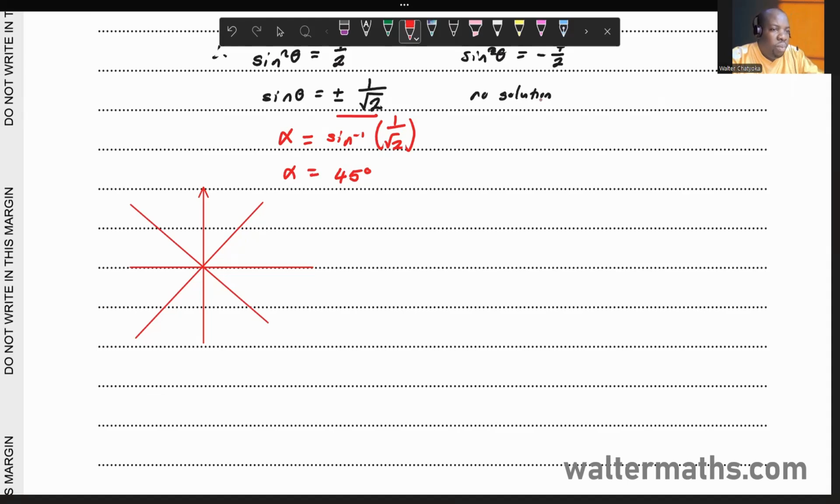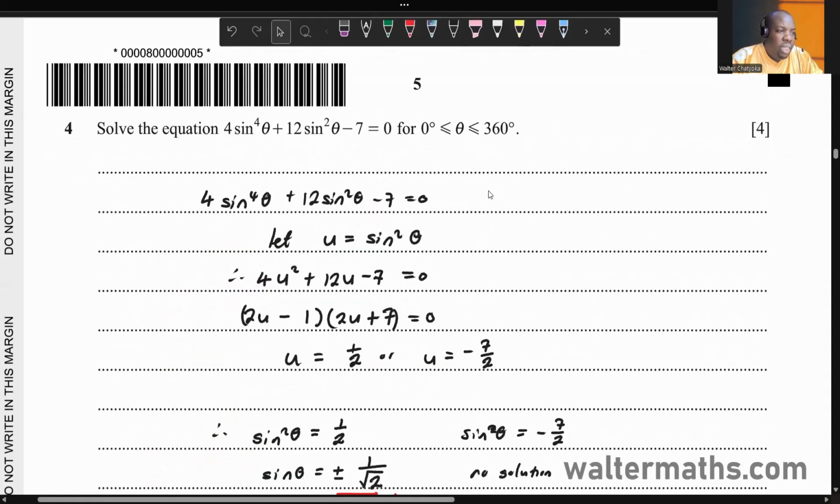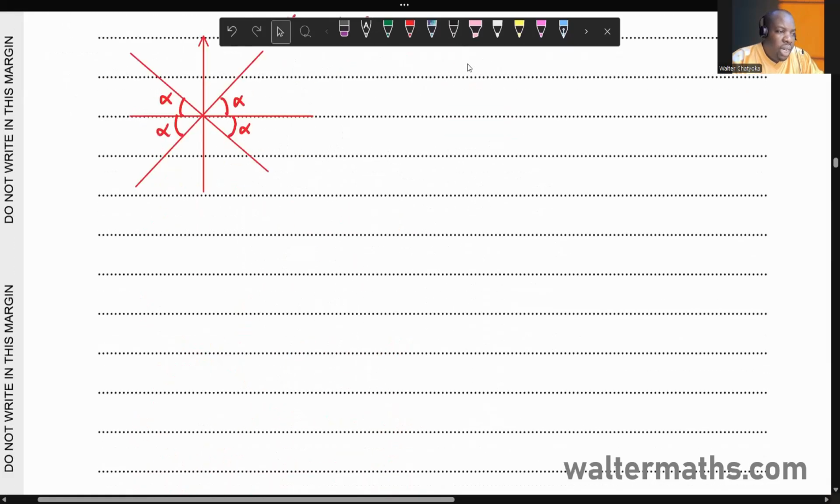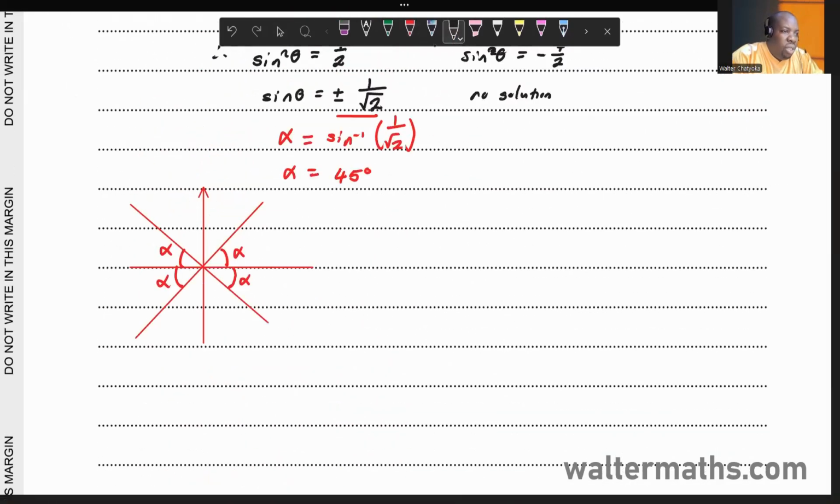So we'll have alpha here, and here. Alpha is always an angle between those lines and the horizontal. Essentially, the question is saying we should solve the equation for values of theta between 0 and 360. So the first value would be this angle here, which in this case is alpha. So the first value of theta is alpha, which is 45 degrees.